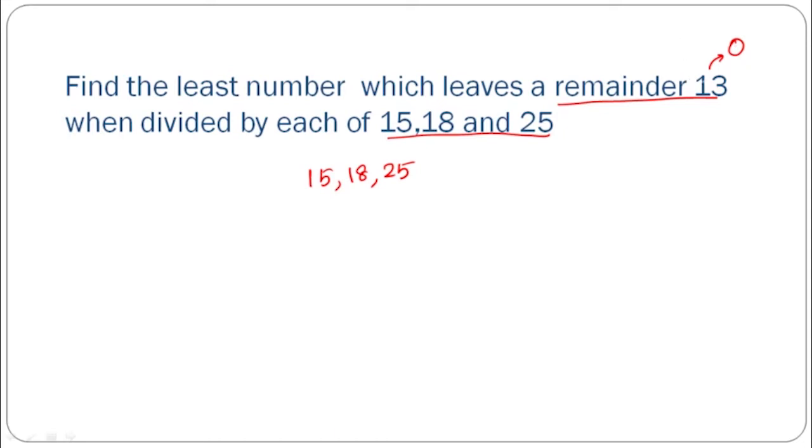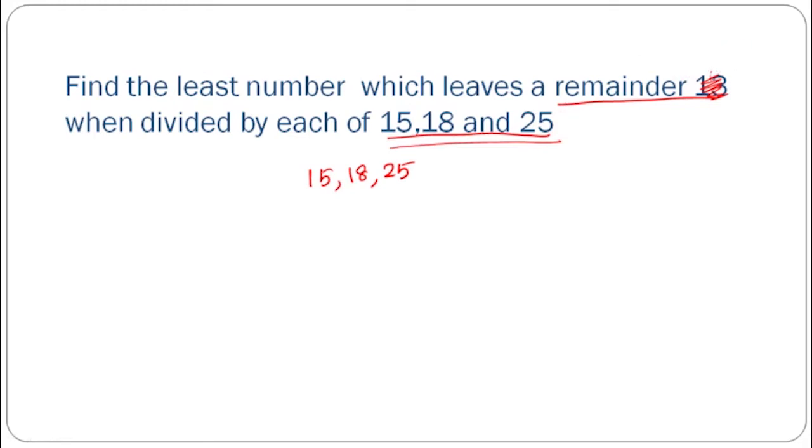Instead of 13, I am just saying find the least number which leaves a remainder 0 when divided by all these three numbers. Basically, I am asking you to find out a multiple of 15, 18 and 25, and only it will leave a remainder 0, right? And they are also asking for the least number, or the least common multiple of the three numbers. The least common multiple of these three numbers will only leave a remainder 0 when divided by each of the three numbers.